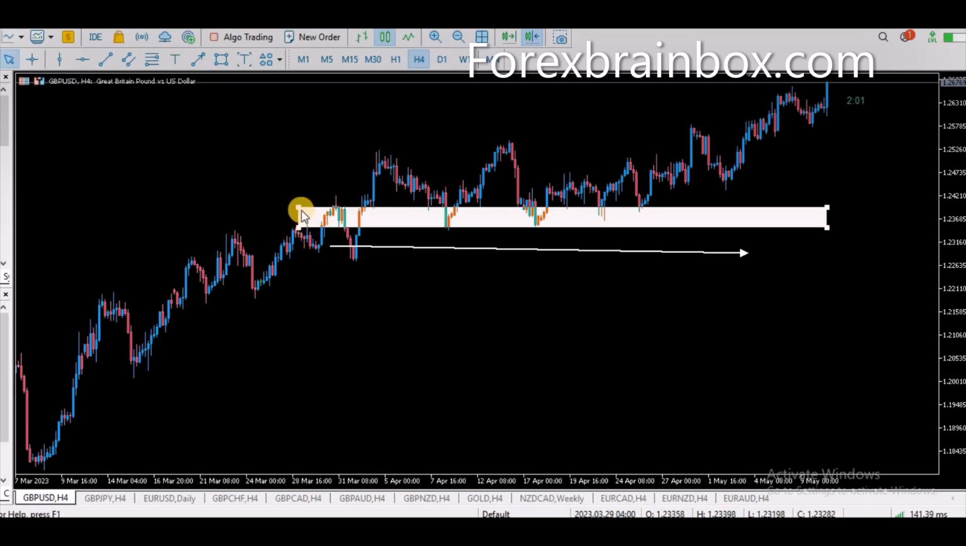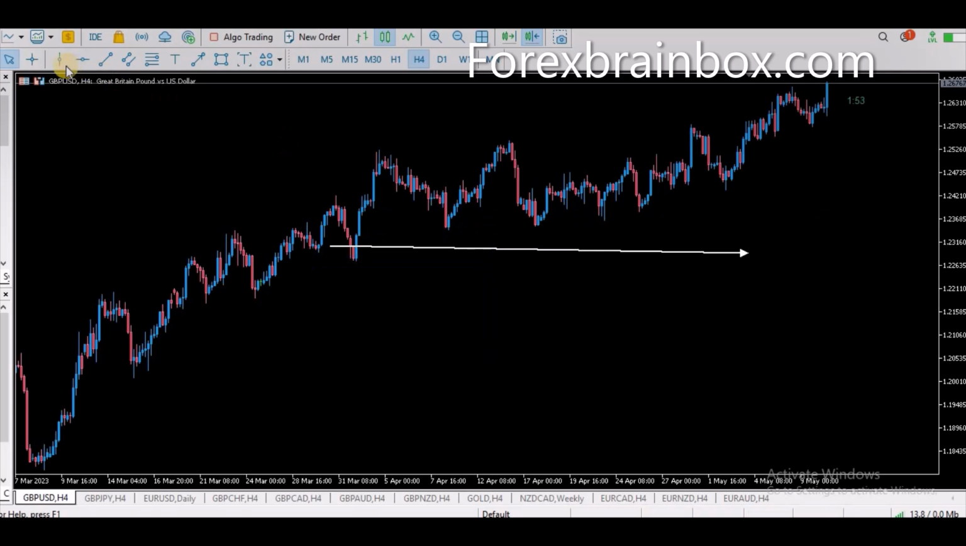So because the market is on an uptrend, price could not break through the zone. So at this level, it stopped right here and pulled up again. So the next phase is, now the market has come into an order block zone or a demand zone.